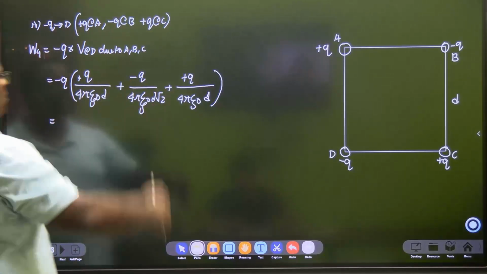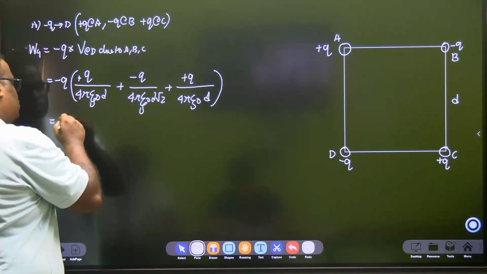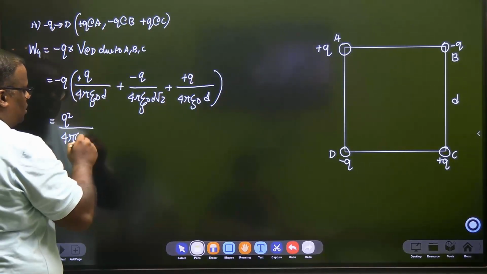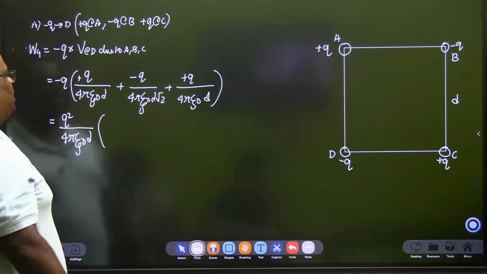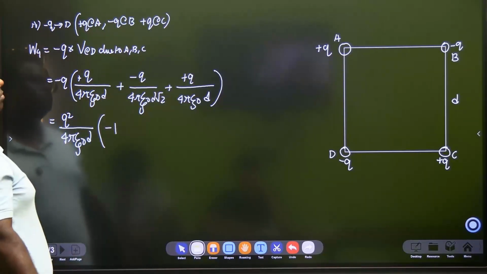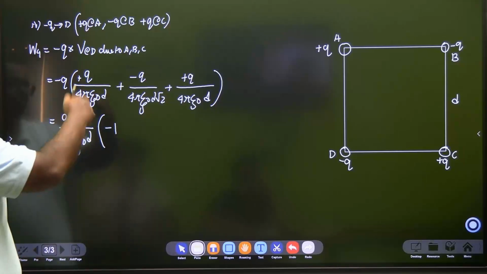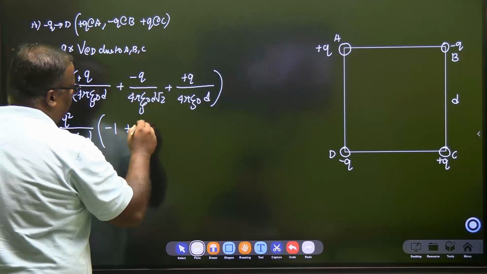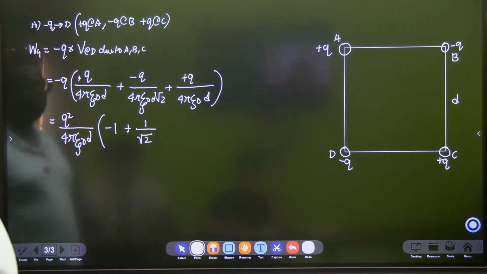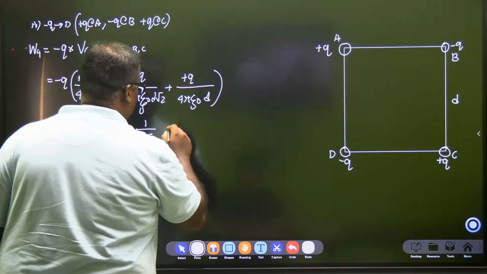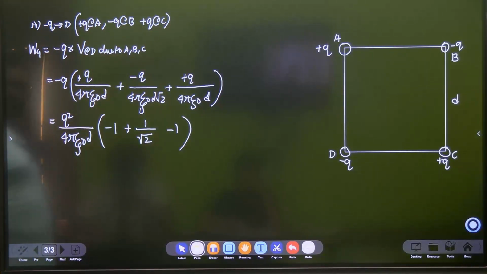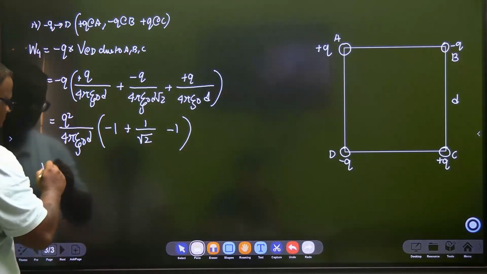So all will be q square, q square, q square. Let's say we take q square out, and we also take 4 pi epsilon naught D out. Then what do we get? If you take q square out, then here it will be minus 1. This is the plus q square. So here we will have 1 divided by root 2. Here we will have plus q, so it will be a minus 1. Clear? Is there anything else? No. So the plus 1 and minus 1 will cancel each other.